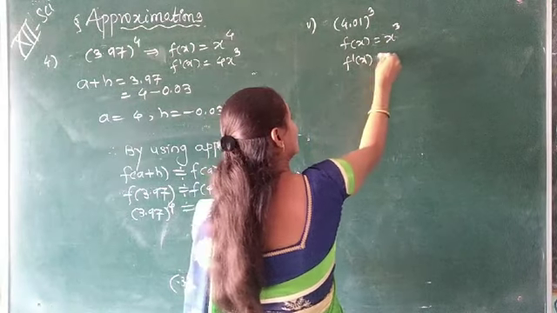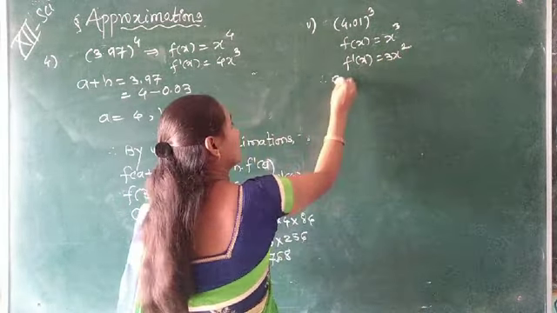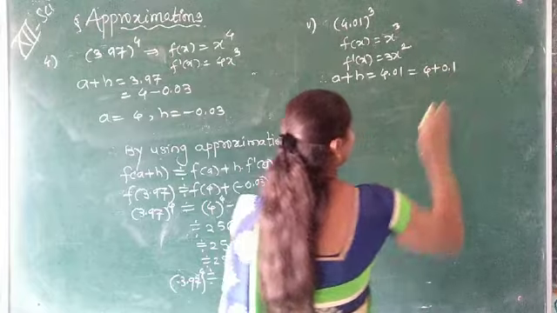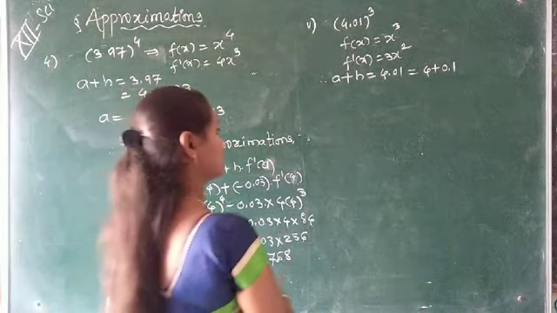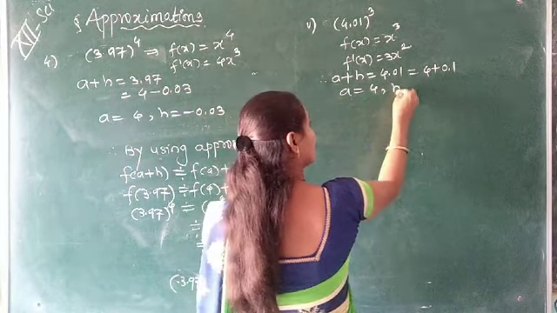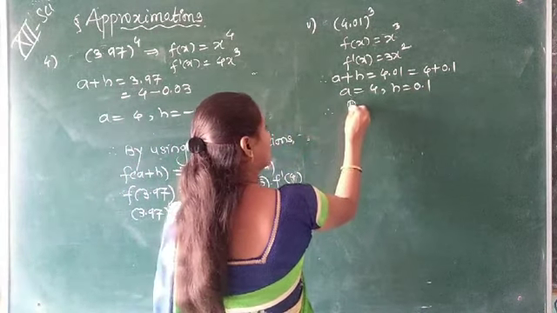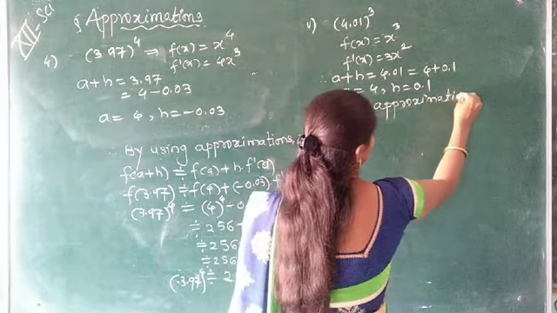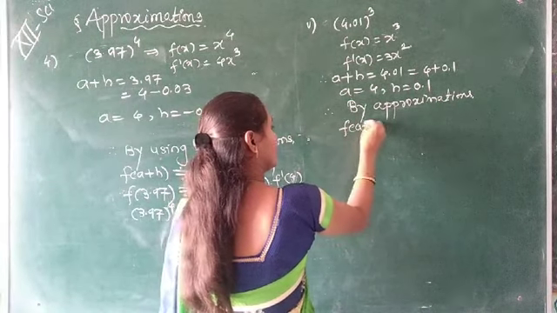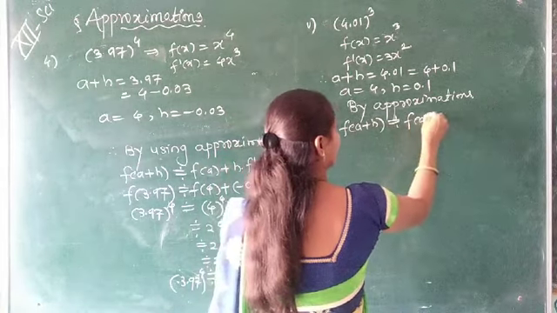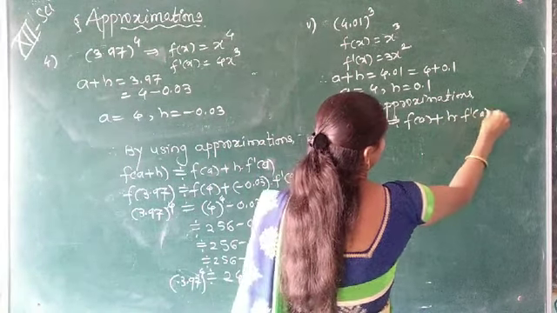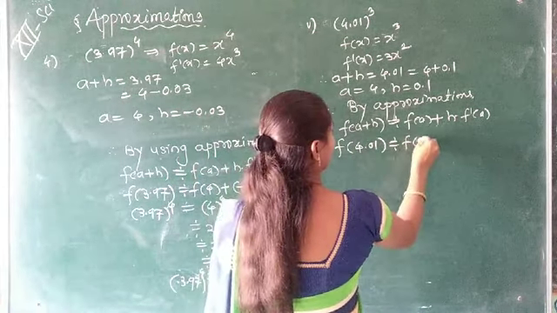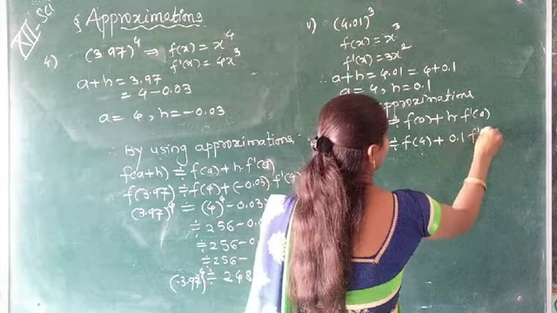Therefore, f dash of x is equal to 3x square. A plus h is 4.01. That means 4 plus 0.01. We split the 4.01 as 4 plus 0.01. Therefore, a is 4 and h is 0.01. Therefore, by approximations, f of a plus h is approximately equal to f of a plus h into f dash of a. What is a plus h? 4.01. F of a is 4, value of h is 0.01 into f dash of 4.